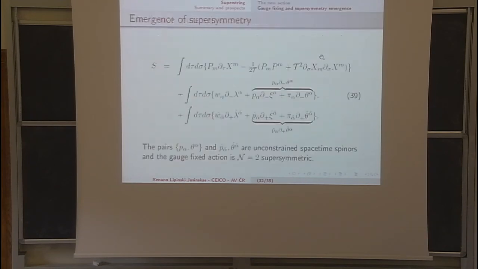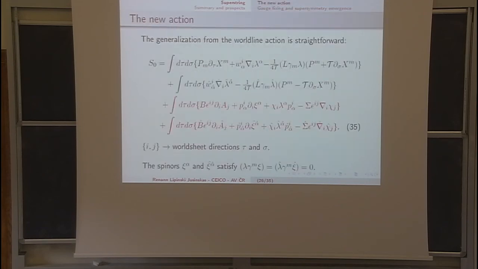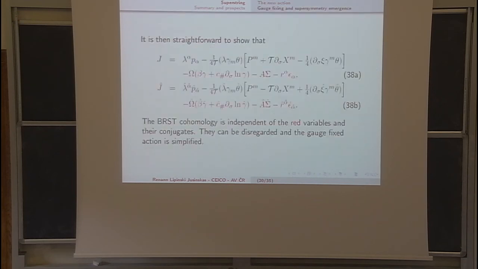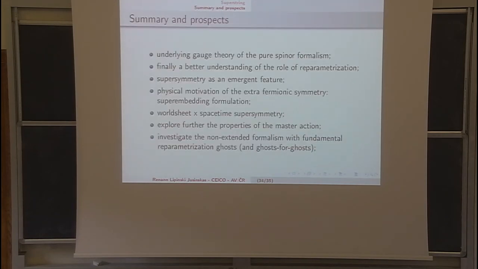So this action here is a proposal for the underlying gauge symmetry of a gauge theory of the pure spinor action. You see that there are a lot of extra fields, but at the end they decouple from the model. And there's now a better understanding of the worldsheet reparameterization, and you can even construct a model where the reparameterization ghosts are explicitly there. I can talk about it later if you want to know. Supersymmetry is an emergent feature, right? So it's not there in the beginning. It emerges with these ghost variables.